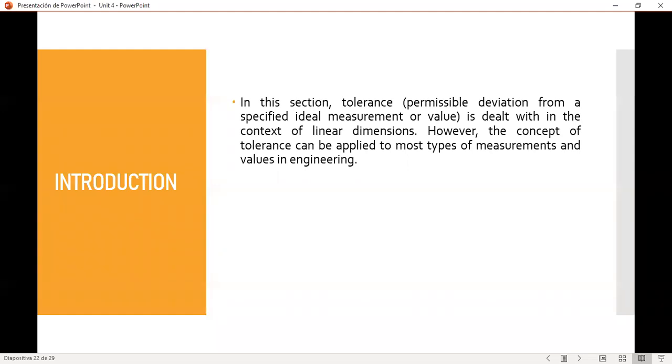known as tolerance. Now you may say, okay, what is tolerance? And it's in parentheses, it's permissible deviation from a specified ideal measurement or value. That's known as tolerance. And in this case, tolerance is dealt with in the context of linear dimensions. However, the concept of tolerance can be applied to most types of measurements and values in engineering.